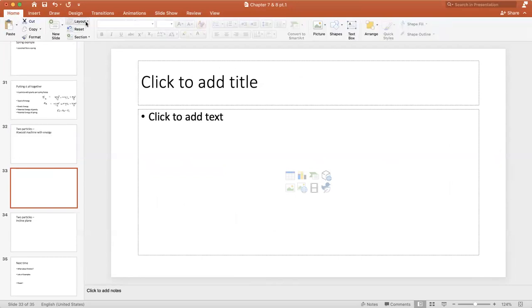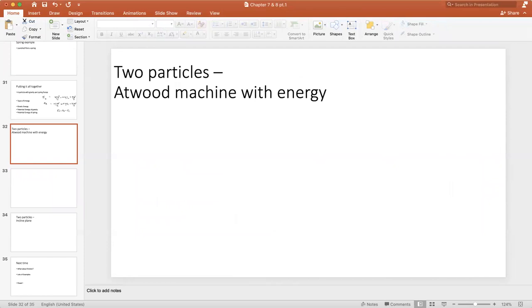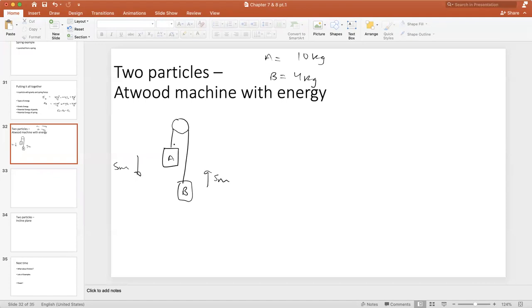We talked about this, I believe, in the review. We're going to do it with energy. If you don't remember, an Atwood machine is two masses, mass A and mass B. I'm going to tell you that this one is going to fall 5 meters, and so this one is going to rise 5 meters. They're going to start at rest, and if A is 10 kilograms and B is 4 kilograms, I want to know what their velocity is after they've fallen 5 meters from rest.